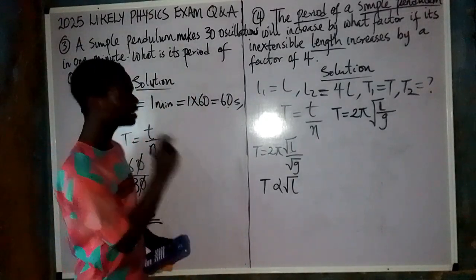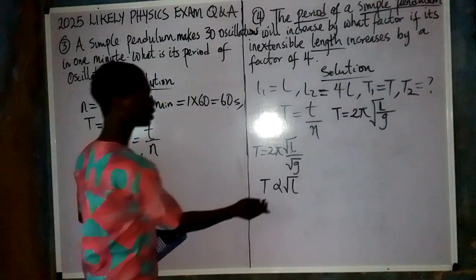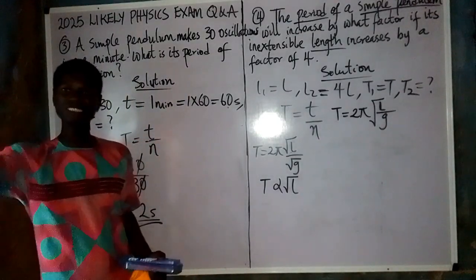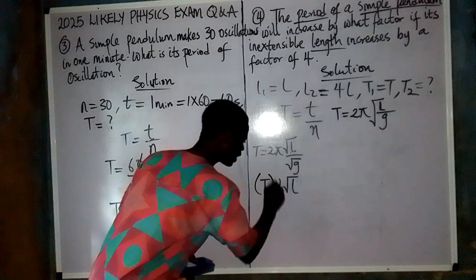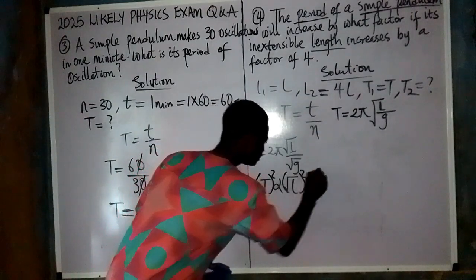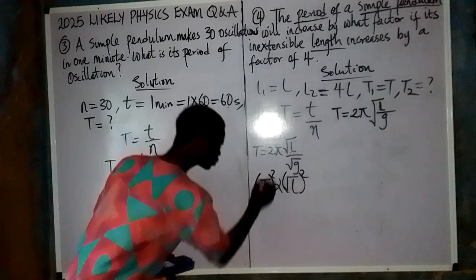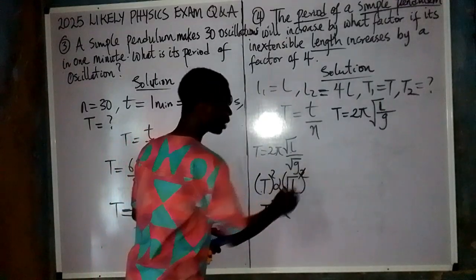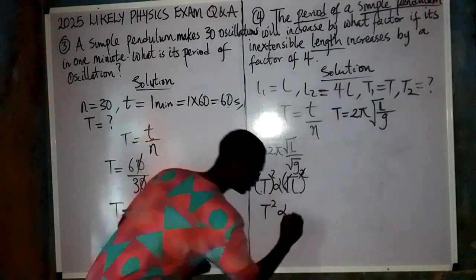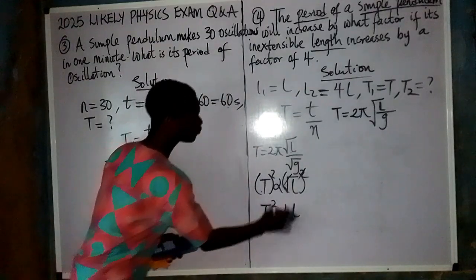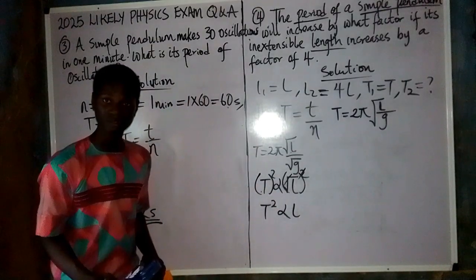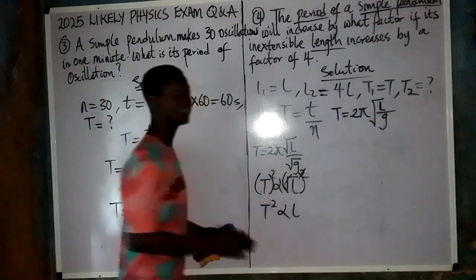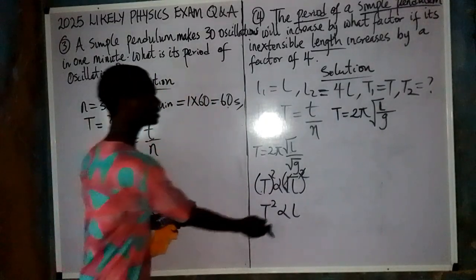Now this is what we now have. Now we can actually work with this, okay? But we can put it in another form. Assuming you square this and you square this, what will you have? T squared will give you T raised to power 2, directly proportional to, we cancel square root. What will you now have left? L. So this is another form of what we had here initially. Are you seeing that? And you can actually work with this.